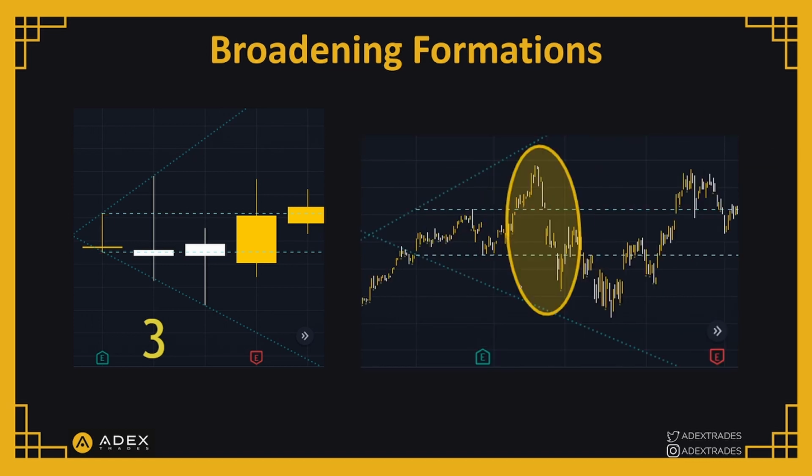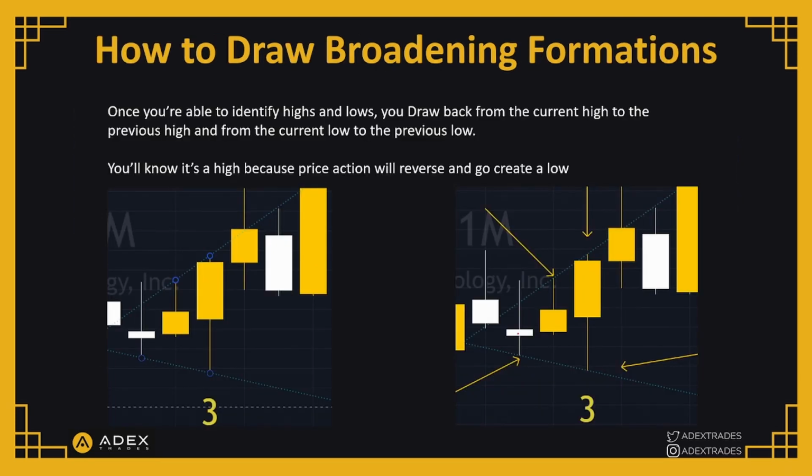Okay, so now how do you draw your broadening formations? And hopefully, Charles, this is going to help you. Once you're able to identify highs and lows, you literally just draw back from the current high to the previous high, and you draw back from the current low to the previous low. So if you see in this example right here, this is a low that is created, the price action went down. You take this low, and then you go to the previous low that was before that. The previous low that was before that is this one right here.